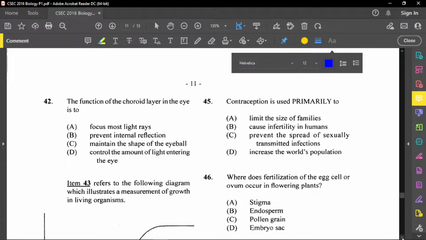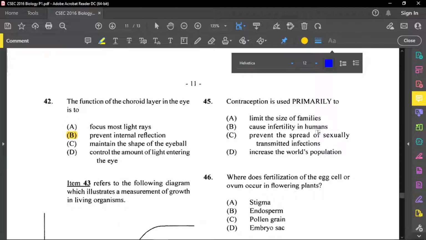All right, so question number 42. Yeah, we're going through this nicely. The function of the choroid layer of the eye is to do what? Focus light rays? No, that's the lens doing that job. Prevent internal reflection? Oh yeah, internal reflection, definitely. That's the answer right there. Maintain shape of the eyeball? No, that's the fluid that actually does that, the vitreous humor. Control the amount of light entering the eye? That would be the pupil. So yeah, B is the answer.